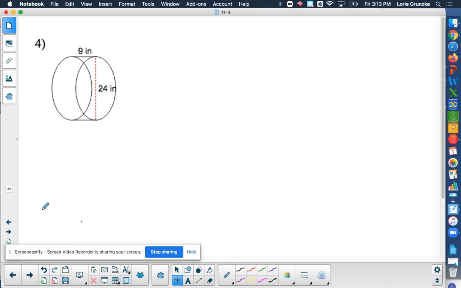Okay, I want you to do number 4 all by yourself, just talking about it. Notice that the diameter is 24. You're only going to use half of it for the radius. On your sheet of paper, you should be writing down the formula, plugging the numbers in, and finding the answer. So do number 4 by yourself.